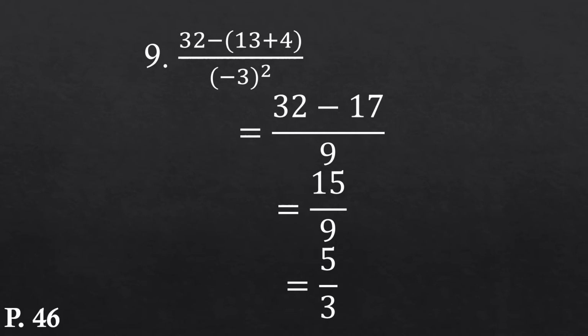Exercise number 9, 32 minus (13 plus 4). You have to finish with the parenthesis first, which equals 17. 32 minus 17 equals 15. Here we have negative 3 times negative 3 equals 9. Because this is an even power, the negative becomes a positive. Then we simplify it by 3, which equals 5 over 3.